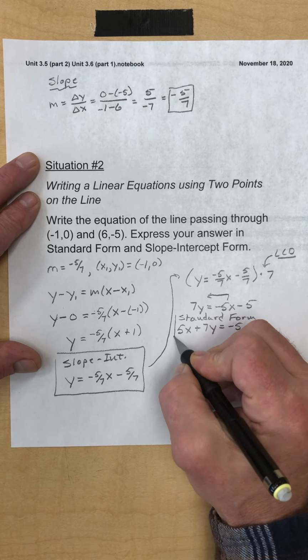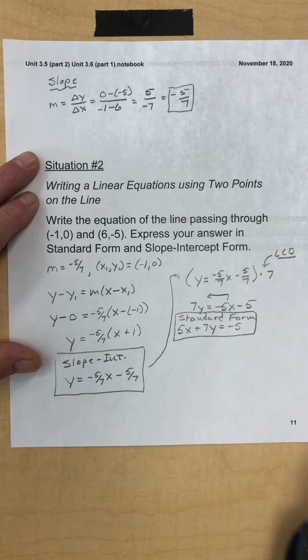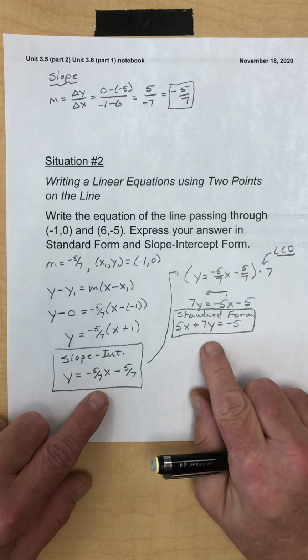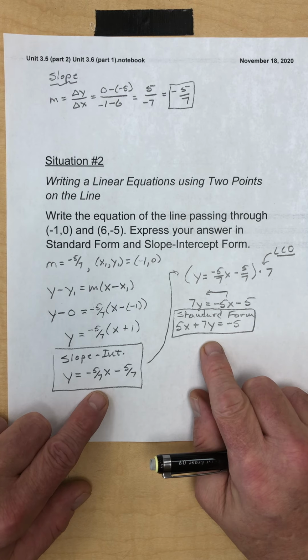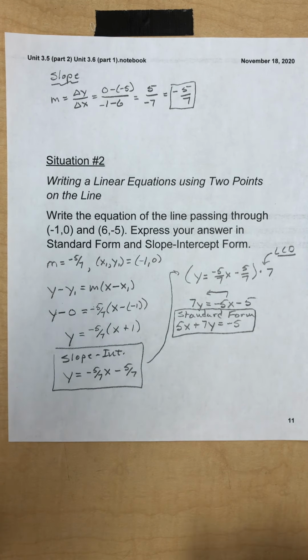And so I have everything I need. I've got my standard form. I've got my slope-intercept form, and once again, these two equations describe the exact same line. They're just two different forms. And that'll wrap it up for videos this week.